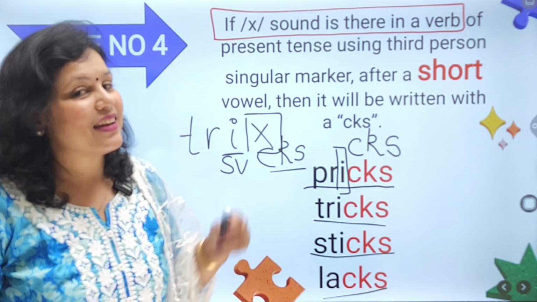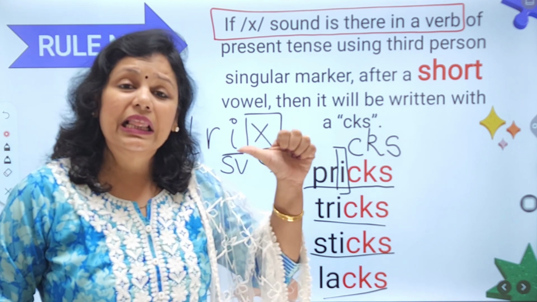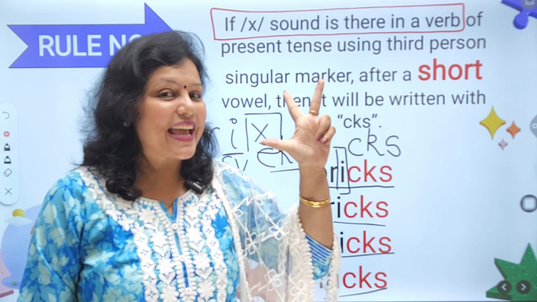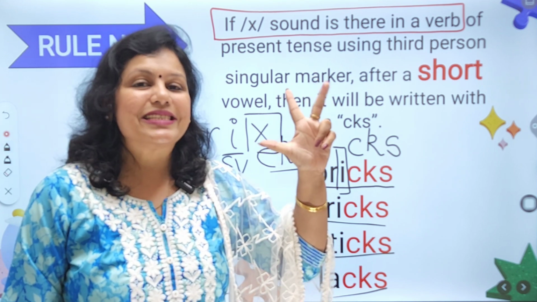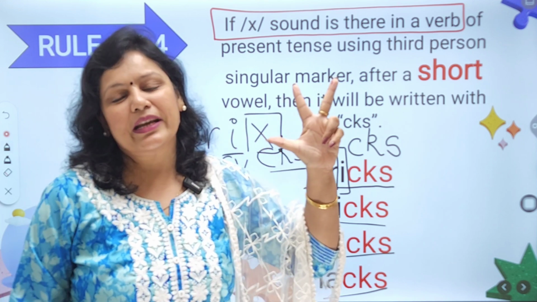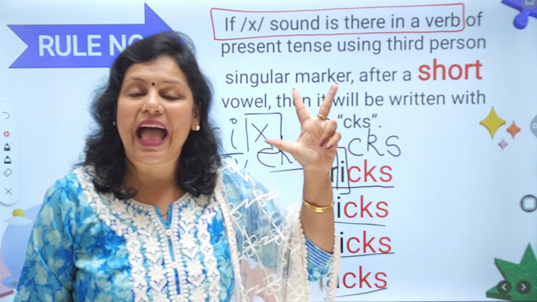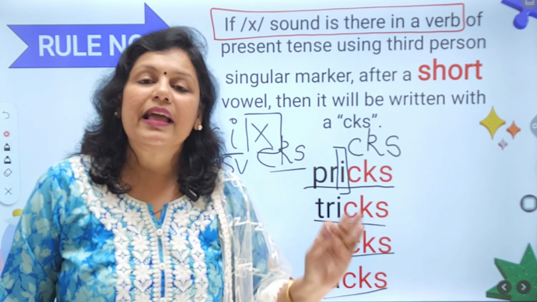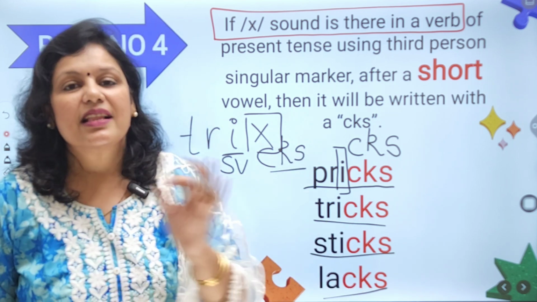Similarly, lax. Again, the same thing is there. Ax. This time you're not going to write X here, but you're going to write CKS here. Why? Because it is followed by a short vowel sound of A. And that is why this word will have the spelling LACKS. So continuing further, let us see rule number 5 so that you gain the whole insight of the X sound at the end.